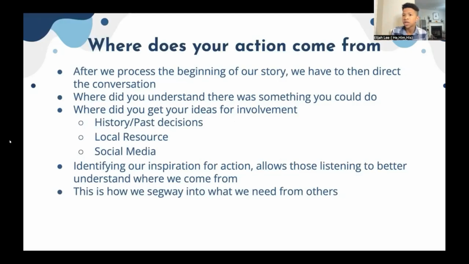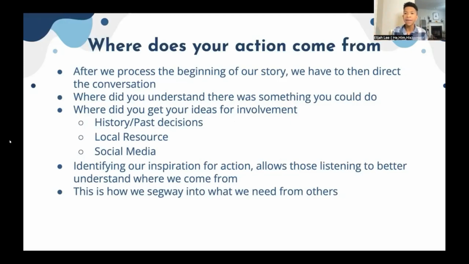Where did you understand there was something you could do? And where did you get your ideas for involvement are two of the main questions that I tend to ask myself when I'm looking at this kind of period of my story. For me, I found a lot of passion and a lot of motivation in things like history. If you can't tell already, I'm a massive nerd.